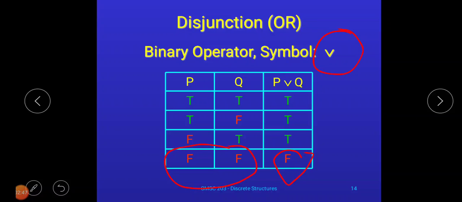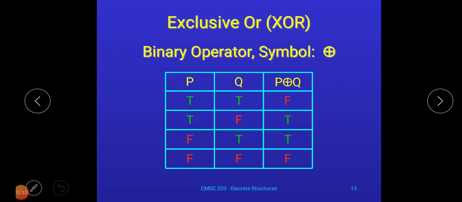So here, this is the truth table for normal or. And one more or we have discussed, that is exclusive or. In case of exclusive or, the truth table says that when both are the same, that is either true or false, the output will be false. And it is denoted by using this symbol.